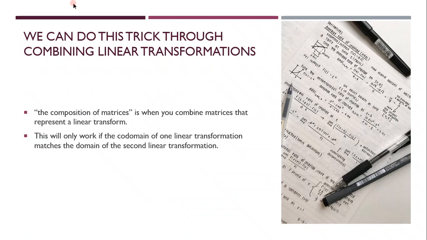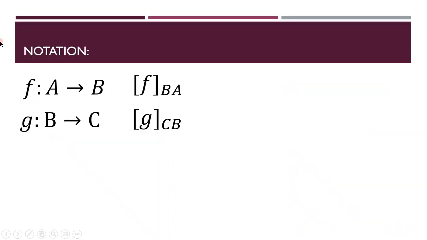So the composition of matrices is when you combine matrices that represent a linear transformation, but this will only work if the codomain of one linear transformation matches the domain of the second linear transformation. What do I mean? Okay, let's say we've got a function that maps our set A to set B, and this is how we'd represent it.